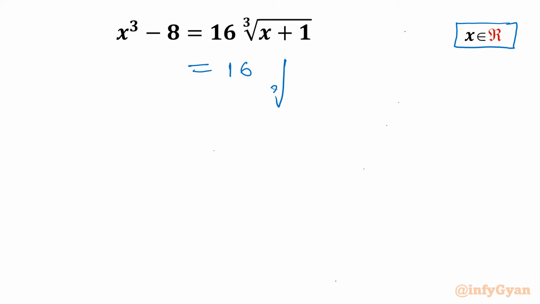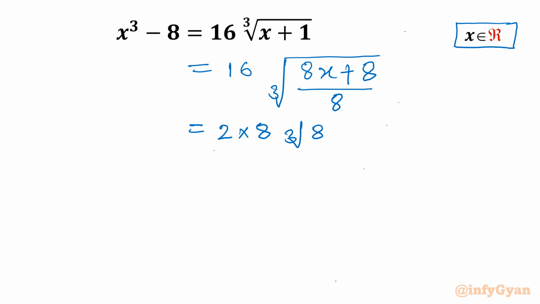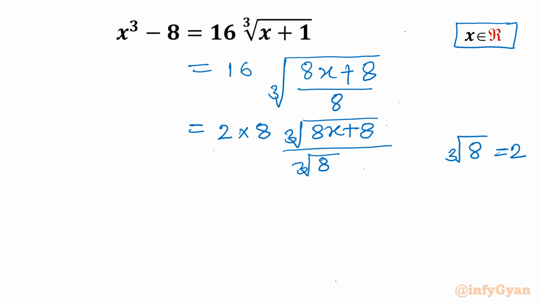I will consider this cube root as I multiplied the numerator with 8. So 8x plus 8 it will be. Now I need to divide also. So it is 8x plus 8 over 8 inside the cube root. It is still x plus 1. Now 16 we can see as 2 times 8. And this cube root I will split: cube root of 8x plus 8 divided by cube root of 8. Now cube root of 8 is 2, so we can cancel this cube root of 8 with 2. So what is left? That is 8 times cube root of 8x plus 8.